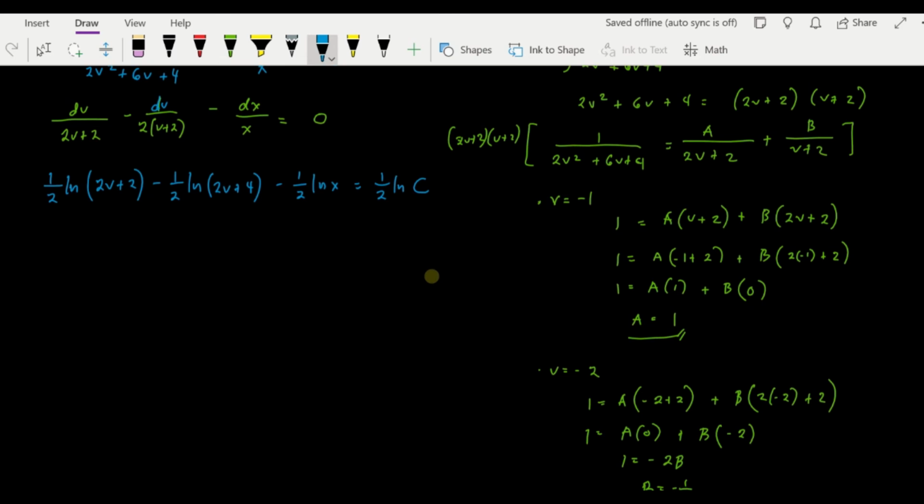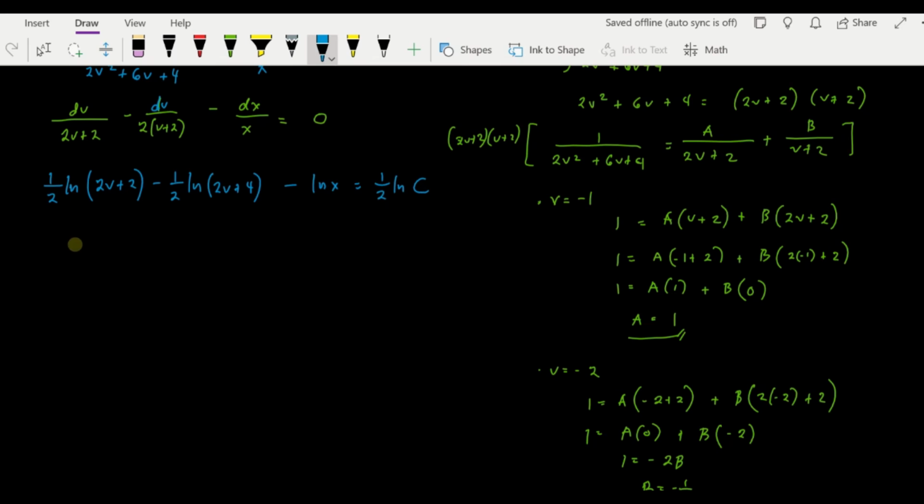And then, anong susunod na mangyayari dito? I-multiply natin lahat ng terms by 2. Oh, may mali tayo dito sa part na to. Wala dapat tong 1/2. Okay, minus ln x, kasi ang integral ng dx over x ay ln x. Okay? So yan, 1/2 ln 2v plus 2, 1/2 ln 2v plus 4, minus ln x equals 1/2 ln c.